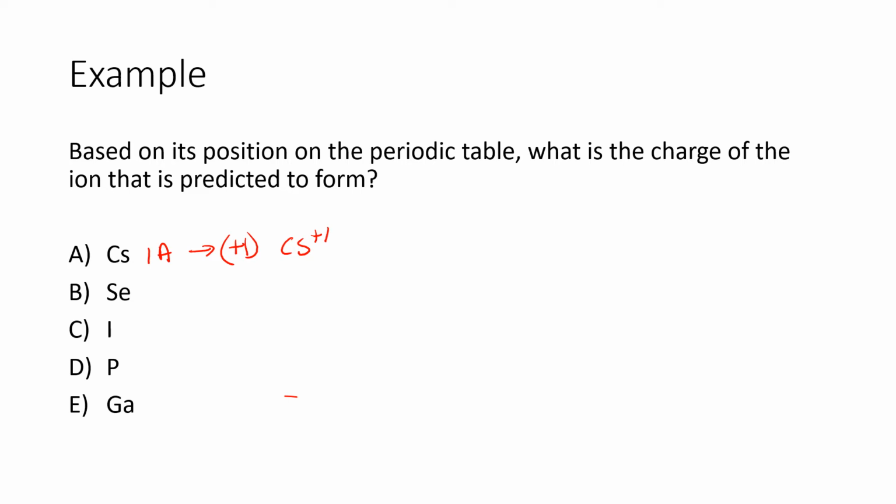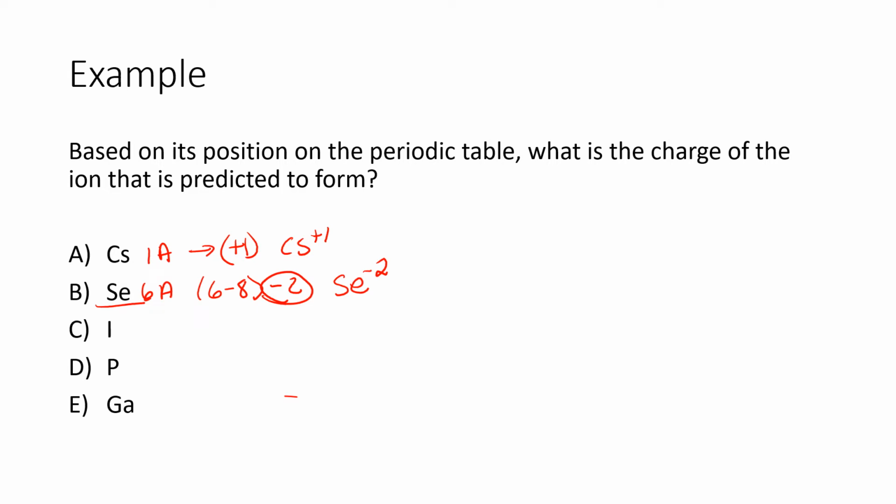Selenium is, let's see, where is that guy? It's number 34. It is in group 6A. So you're going to say this is a non-metal. So your guess is that it should be a negative charge. Now the objective is, is it -1, -2, -3? Because it's a non-metal, we'll just do 6 minus 8, and that is a -2 charge. So this is Se -2 right there.